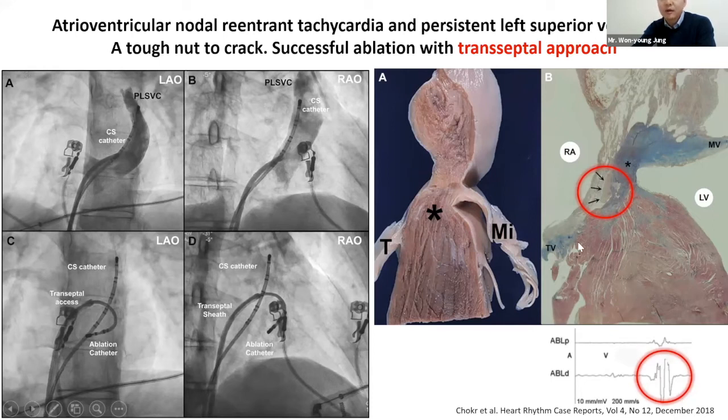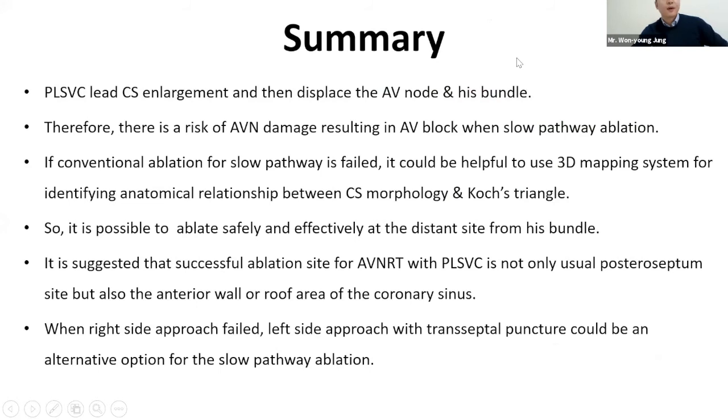Because in the photomicrography of the junctional lesion, the AV node site is here, and the left-sided slow pathway input is likely located on the LV side rather than the atrial side of the mitral annulus. So it's my summary. Persistent left SVC leads to coronary sinus enlargement and then displaces the AV node and His bundle. Therefore, there is a risk of AV node damage resulting in AV block during slow pathway ablation.